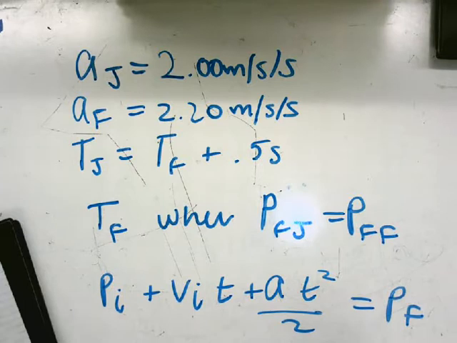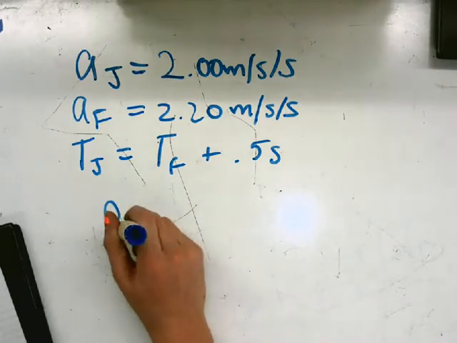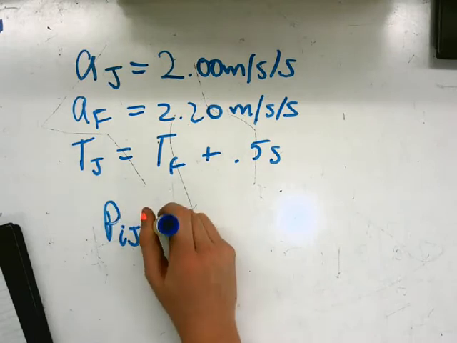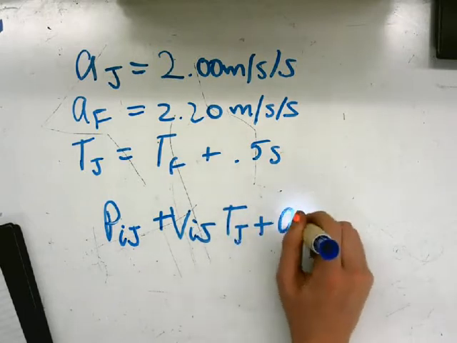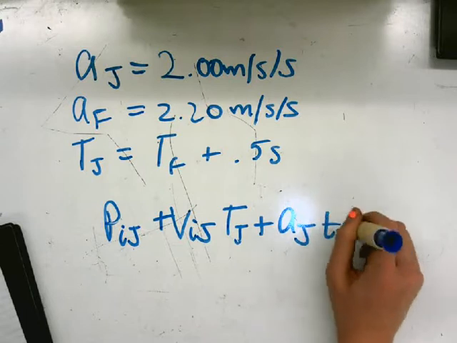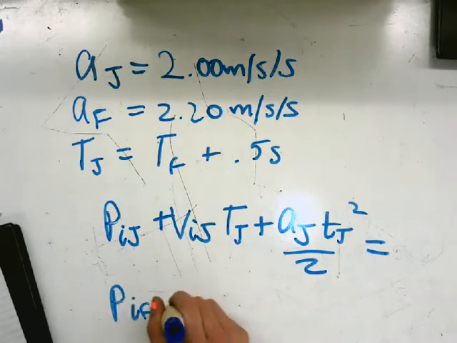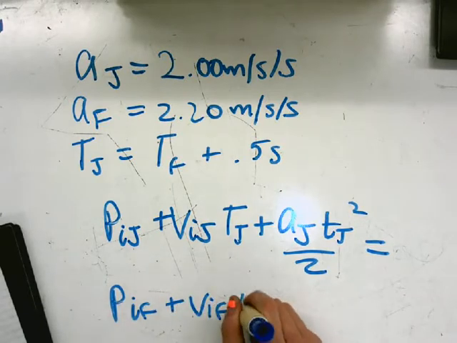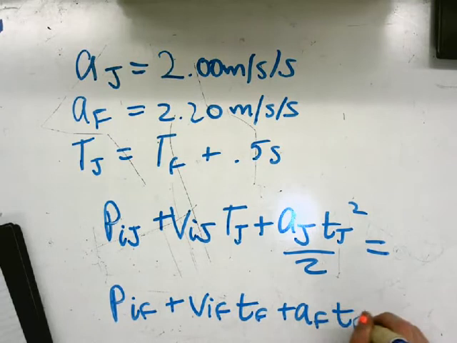So the equation is going to look like: initial position of Jerry plus initial velocity of Jerry times Jerry's time plus Jerry's acceleration times Jerry's time squared over 2 is equal to the initial position of his friend plus his initial velocity times his time plus his acceleration times his time squared over 2. But we know that both of their initial positions are 0 because they both start at 0, and their velocities are also 0, so these both cancel out.